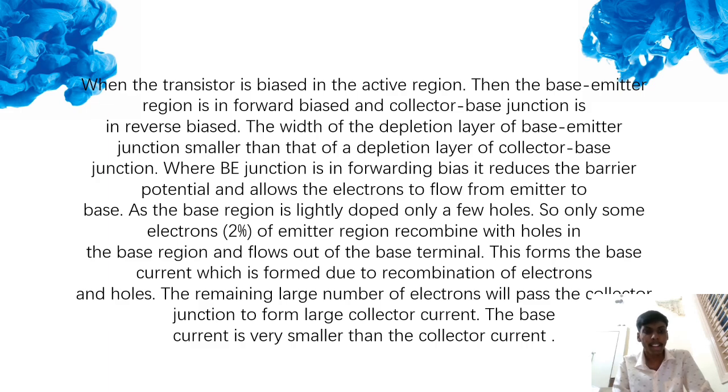As the base region is lightly doped with holes, only some electrons, about 2% of the emitter region, recombine with holes in the base region and flow out of the base terminal. This forms the base current, which is formed due to recombination of electrons and holes. The remaining large number of electrons pass through the collector junction to form a large collector current. The base current is very small compared to the collector current.